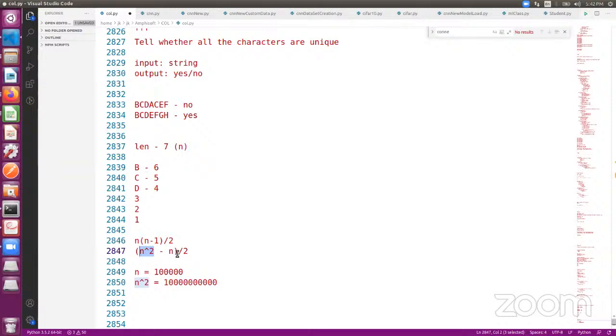And even though the coefficient plays a big role, we will not be considering coefficients because we are just finding out the order of the algorithm. Whether it is n square or n or log n, that is what we are interested in. So that's why this is the rule. We have to remove the coefficients and the lower order polynomials. So that's why it is an n square algorithm.